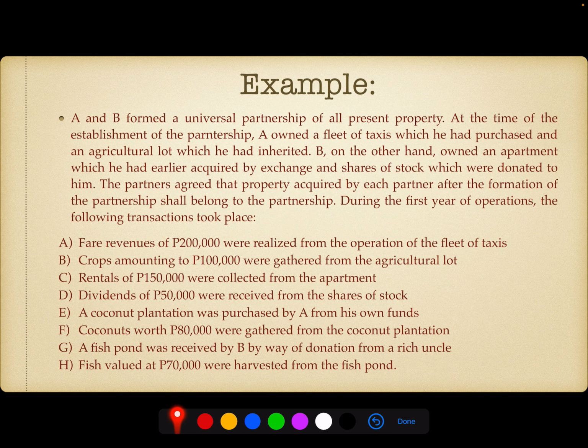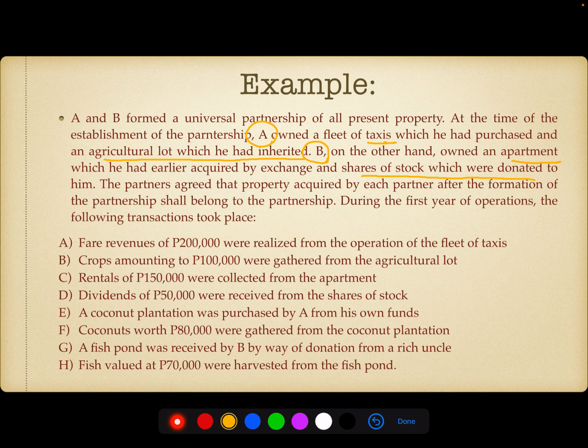Okay, now before I continue with the transactions that took place during the first year of operations, please note the following items stated in the example. First, A owned two pieces of property, which is the fleet of taxis and the agricultural lot which he had inherited. B, also having two pieces of property, had an apartment and shares of stock which were donated.